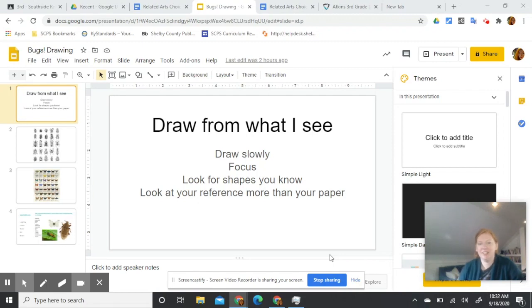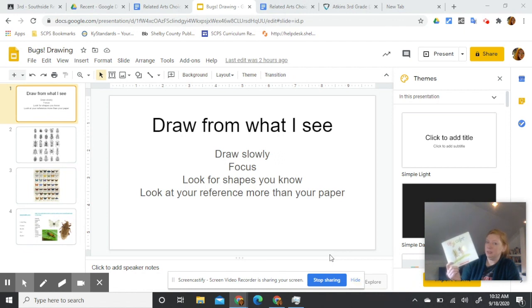Hey, second graders. Yesterday we read this book called Sky Color, and in it, Marisol used observation to help her art. She didn't have any blue paint to make the sky, so she looked around her and found all kinds of different ways she could create the sky by looking and seeing what it actually looked like. So we're going to take that idea today and practice drawing from what we see.